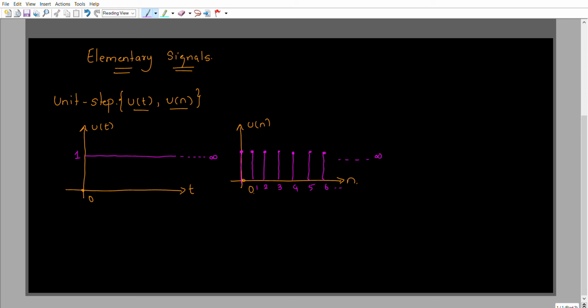Okay, so let us try to define this. Unit step is defined as u of t equal to 1 when t is greater than or equal to 0, and 0 when t is less than 0. You can see for t less than 0 there is no signal in both the cases. That is why it is 0 when t is less than 0, and when t is 0 or greater than 0 the amplitude is 1. So u of n is 1 when n is greater than or equal to 0 and 0 when n is less than 0. So this is unit step.